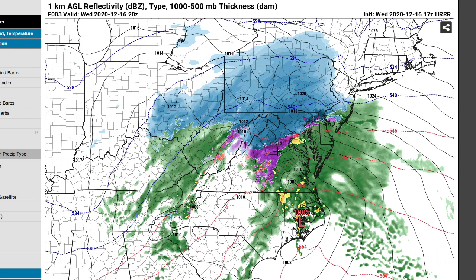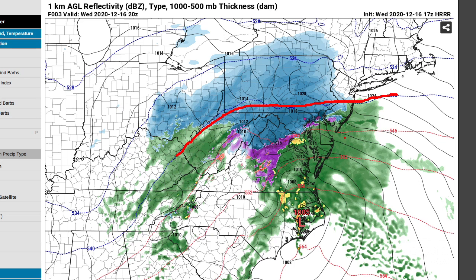And one final thing that we're going to look for is the thickness lines. There's the 540. That's traditionally used to differentiate snow from rain. Now you can see that it's sitting a little bit north of the rain-snow line, and that tends to be the case. This isn't a hard and fast rule, but that will get you in the ballpark.